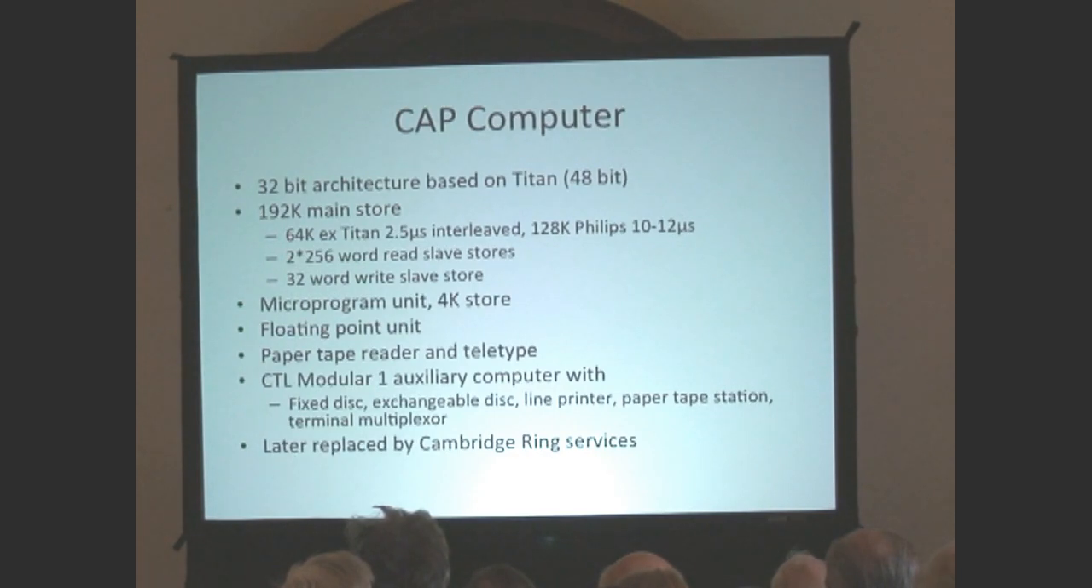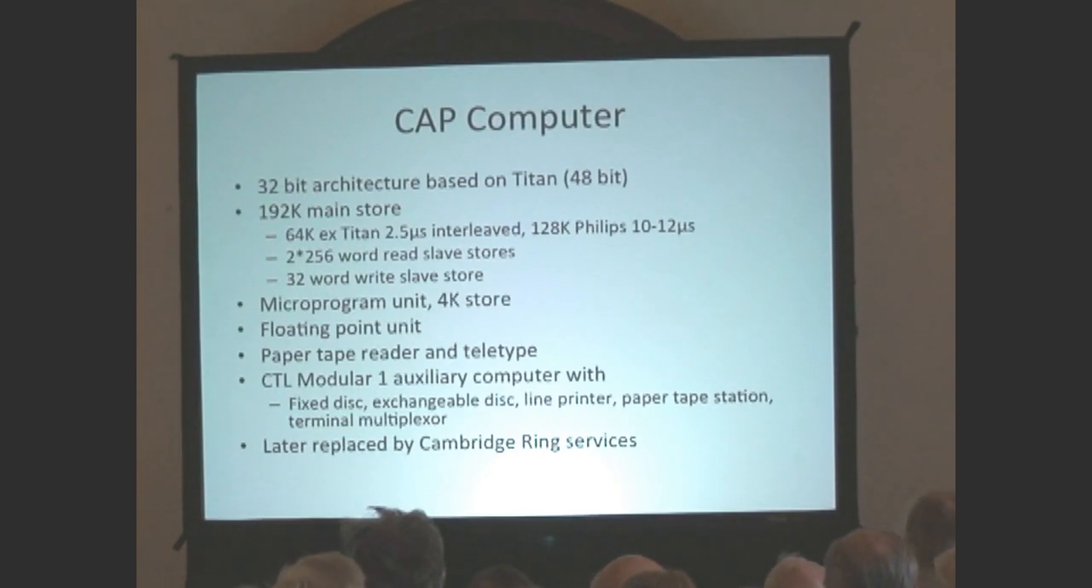It's a 32-bit machine based on Titan. Yes, Titan was a 48-bit machine, but essentially if you throw away enough bits, you end up with CAP. At the time I'm describing the machine, when it was being built, it had 192K of store, which as a young, spotty research student seemed a huge amount. I'd never seen more than 16K in my life before that. 64K had come from Titan. It was quite fast interleaved store. 128K was some core store made by Philips with an awful cycle time. Goodness knows where the lab got it. It must have been cheap.